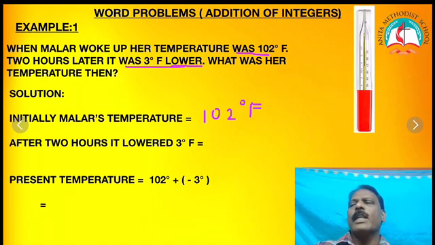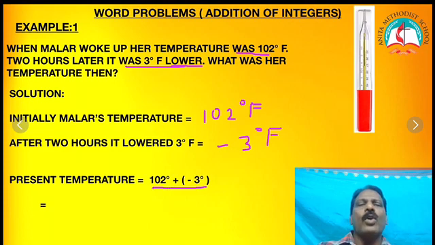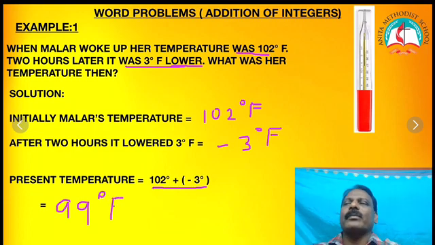After 2 hours, it lowered 3 degrees Fahrenheit. Lower means minus. That is equal to minus 3 degrees Fahrenheit. So, the present temperature is equal to 102 degrees plus minus 3 degrees. You have to add. So, how do you add it? Which sign is the greater sign? Plus. What's the difference between 102 and 3? 99. So, the answer is 99 degrees Fahrenheit. Understood, children?